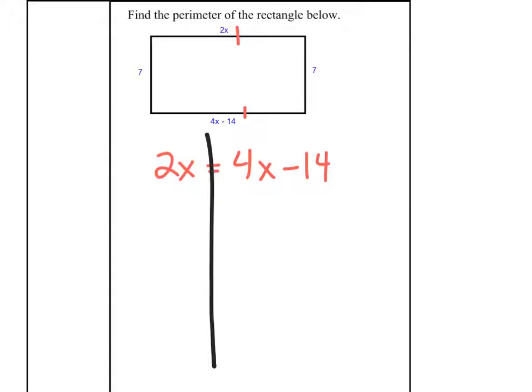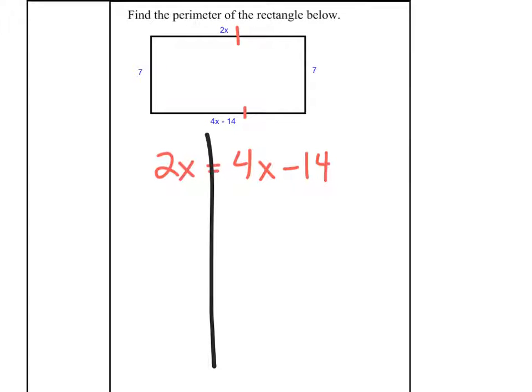Do I see any distribution, guys? Any, look on the left-hand side, do you see any like terms? No, there's only a 2x, that's it. Look on the right, do you see any like terms? No, 4x and negative 14 are not the same. No like terms. It's okay.